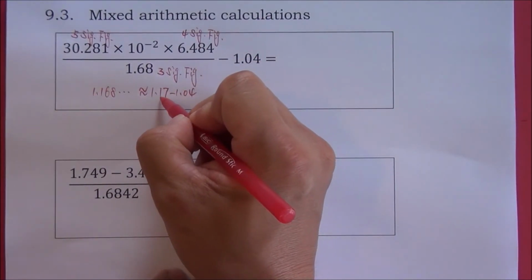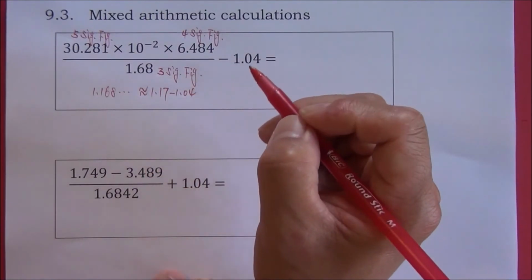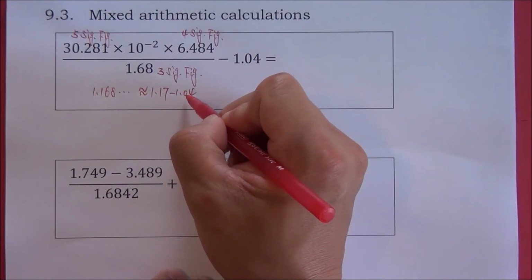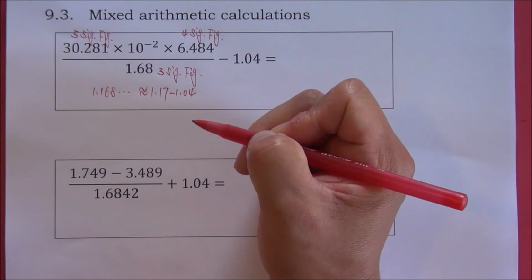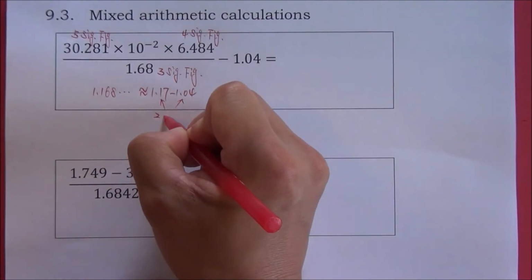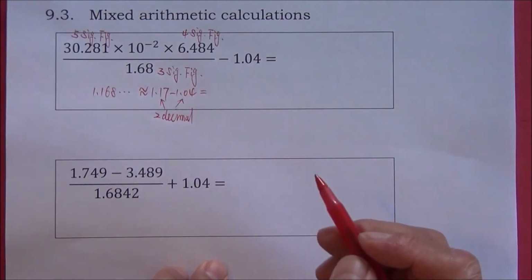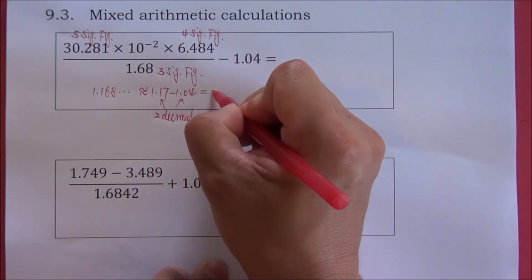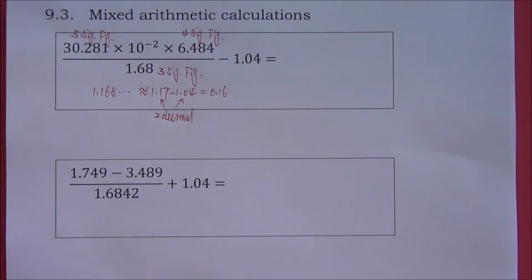The first number has 1, 2 decimal places. The second number also has 1, 2 decimal places. The answer should have 2 decimal places. If we plug both numbers into a calculator, we get 0.16. Then, let's look at the second example.